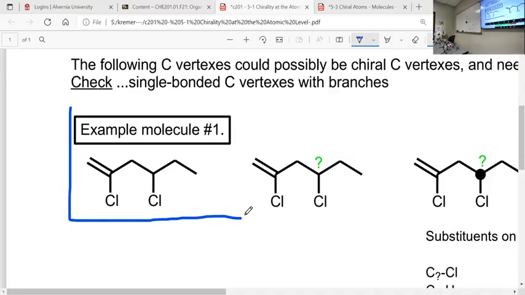Take a look at this molecule. It's in the blue box. Okay. All right.